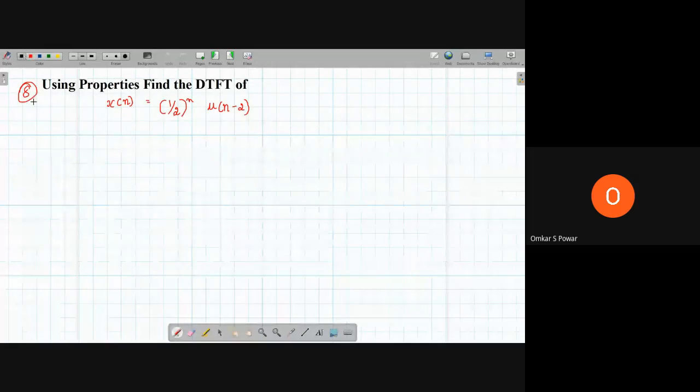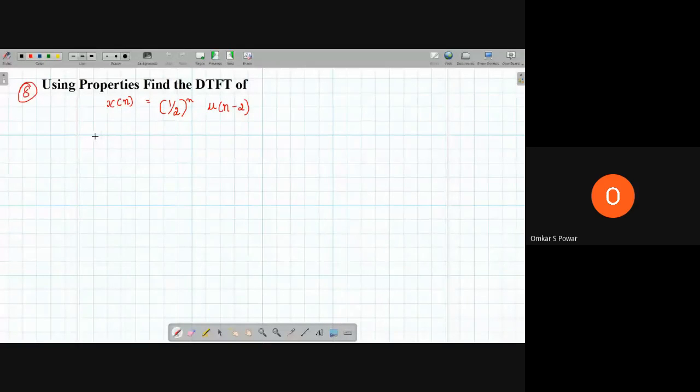This Fourier series and Fourier transform is like a bumper chapter for you to score. So always write and practice signals and systems. You cannot just read this subject. Okay, so let's solve this one.